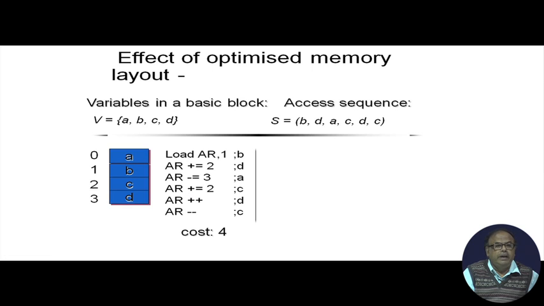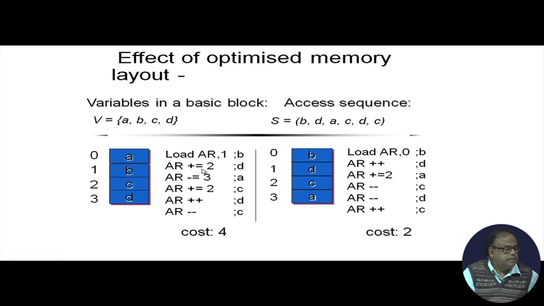Now, with a little intelligent layout, I could have reduced on this. Let us see how. Say I come up with the layout B, D, C, A. Here the cost was 4. Why 4? Because I had to do the address computation 4 times. By the way, here I am not showing the instructions at all. I am just showing the addresses which I want to access. Only the addresses which I want to access.